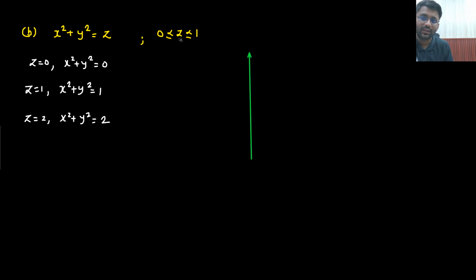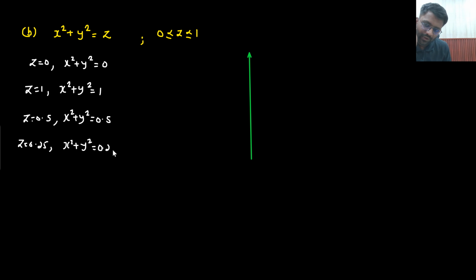Sorry. This time they have said that z can go from 0 to 1 only. So you can take up other things like z equals to 0.5. So x square plus y square equals to 0.5. Then z equals to 0.25 you can take. So x square plus y square equals to 0.25 and so on.